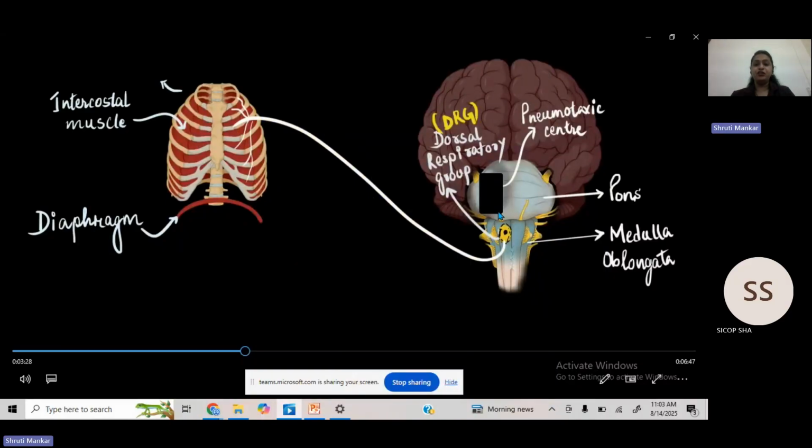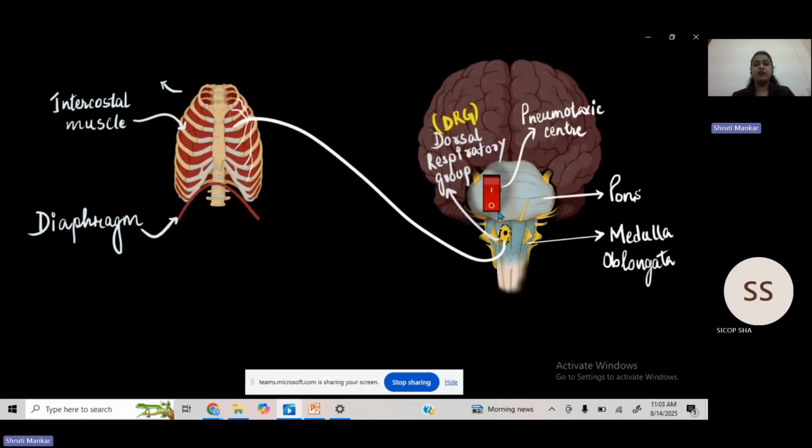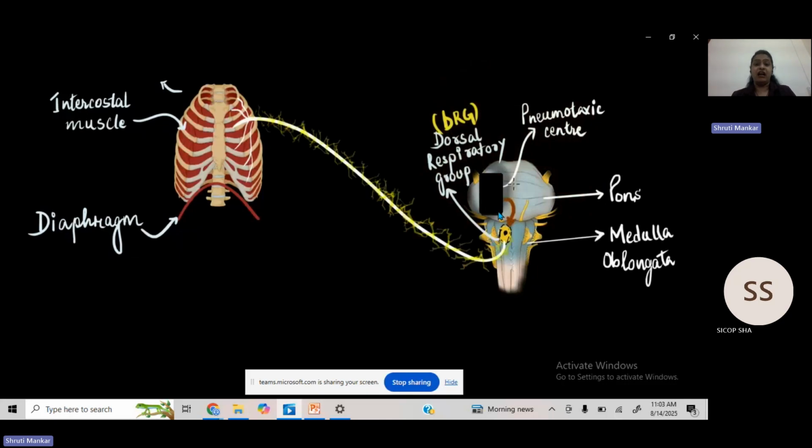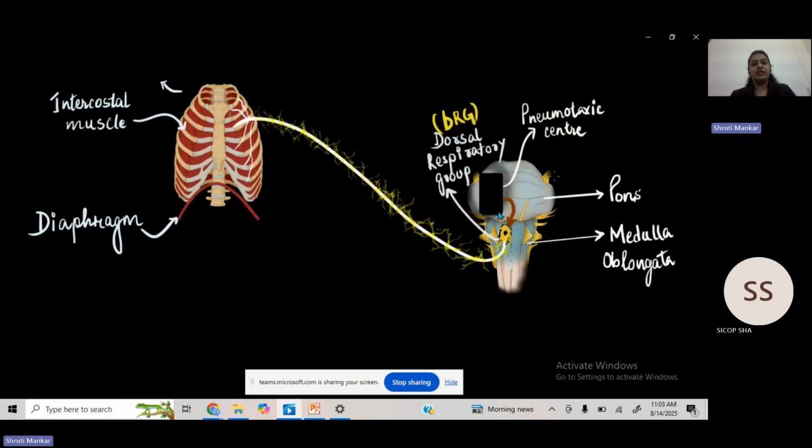If you can see in the image, the impulses going from the DRG to the intercostals have stopped. This means when the impulses are stopped, the diaphragm is going to go back to its resting position. That is, it is going to move further upwards. And the thoracic cage is going to shrink. The volume is going to decrease. The pressure is high, and thus exhalation is going to start. So this switch from the DRG to the pneumotaxic center is nothing but your inhalation and exhalation.